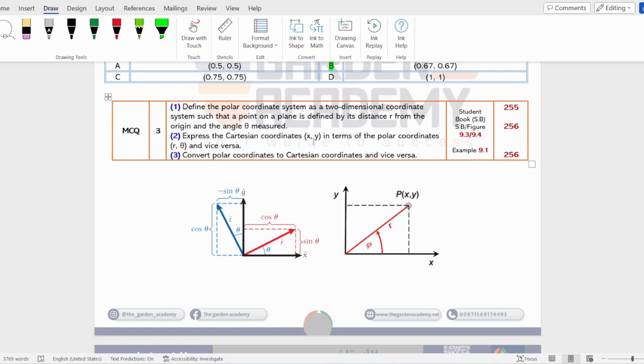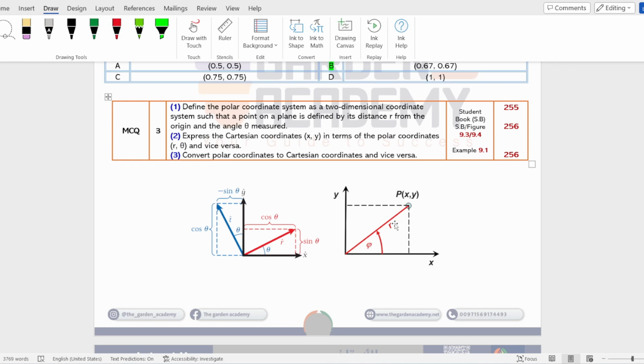a point on a plane is defined by its distance r from the origin and the angle theta measured. 2. Express the Cartesian coordinates x, y in terms of the polar coordinates r and theta and vice versa. 3. Convert polar coordinates to Cartesian coordinates and vice versa. Well, this is mentioned in the student's book in figures 9.3 and 9.4, and also example 9.1 is solved in the book. طبعا في عنا pages 255, 256 and also 256.